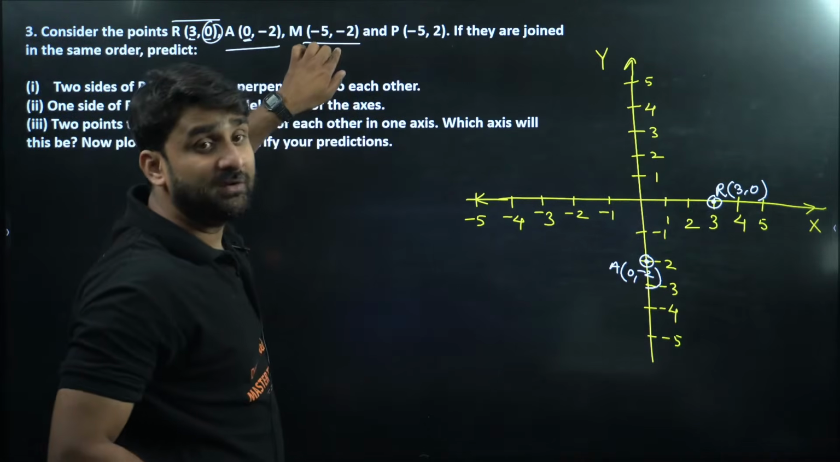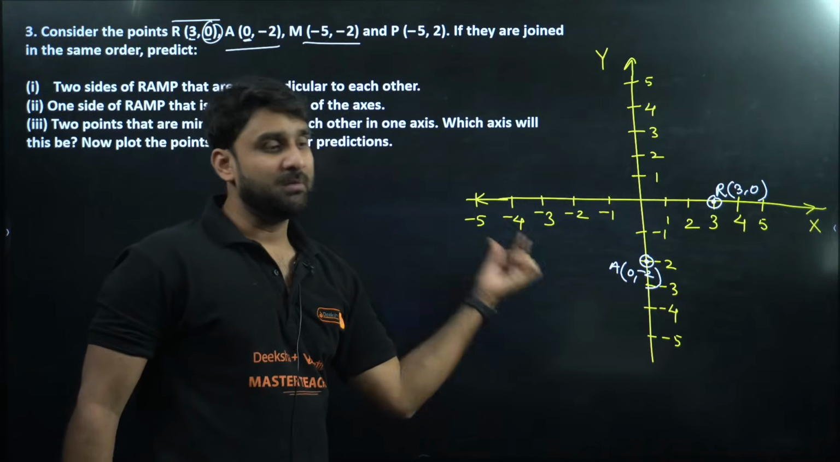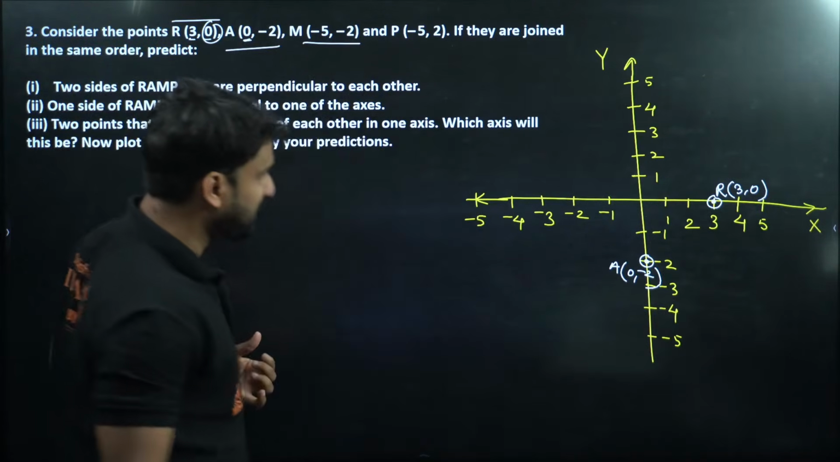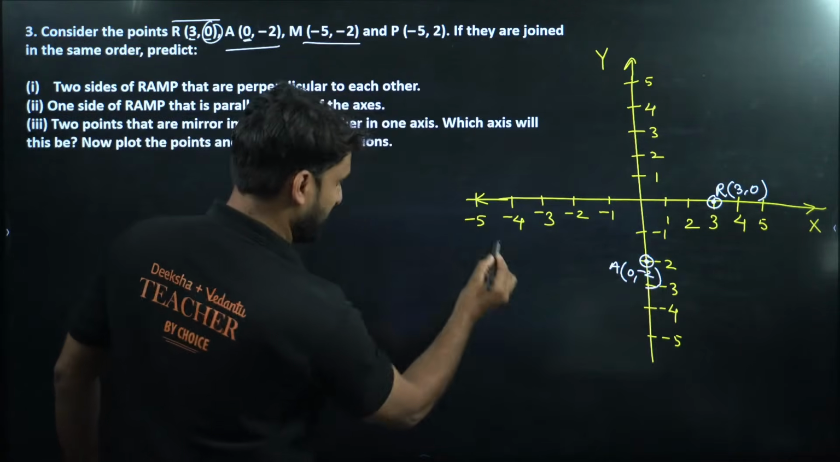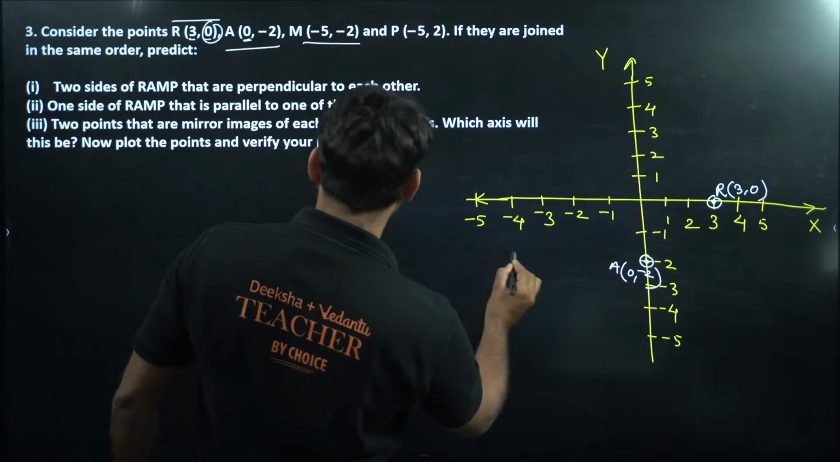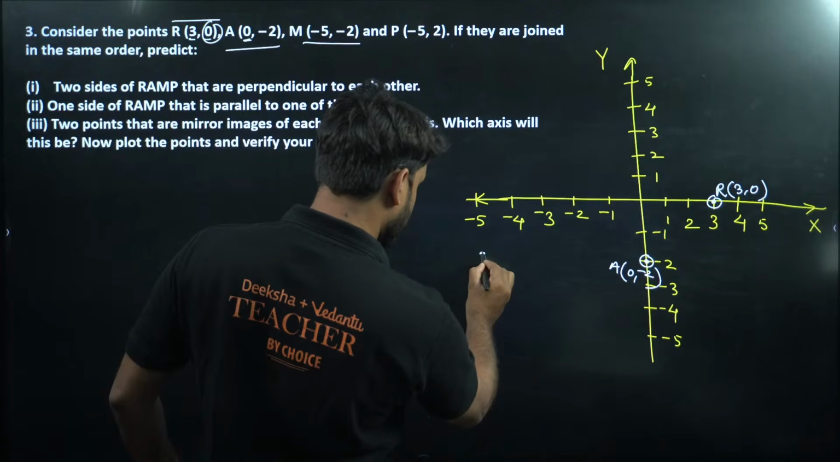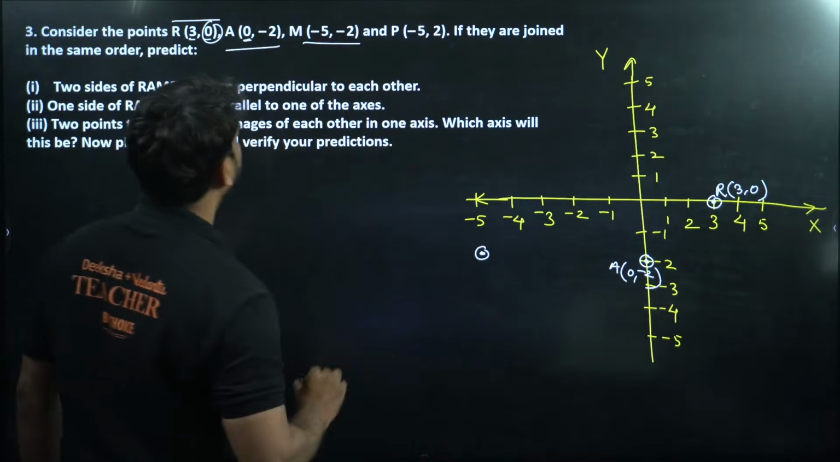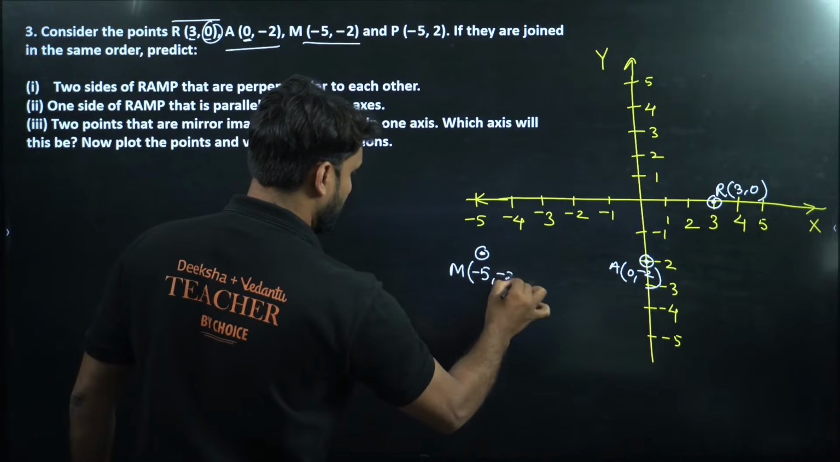Now the third coordinate is M, (-5, -2). Both are negative, and if both are negative, this quadrant will come. So where is -5? X coordinate is -5 and y coordinate is -2. So the point will lie somewhere here. X is -5. Here will be the coordinate, and write down the name M, (-5, -2).